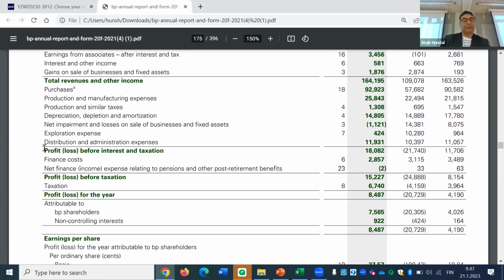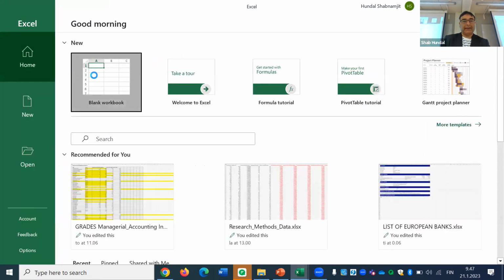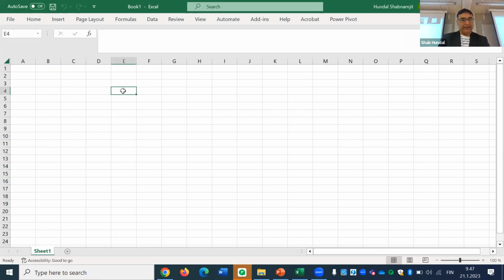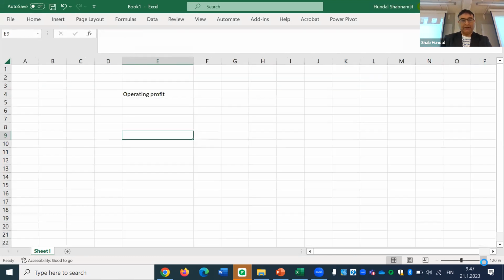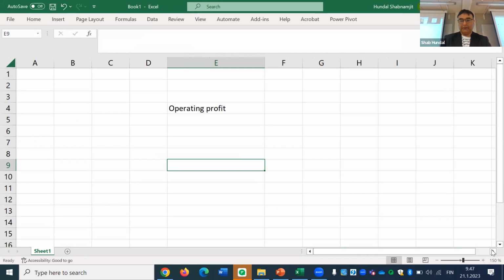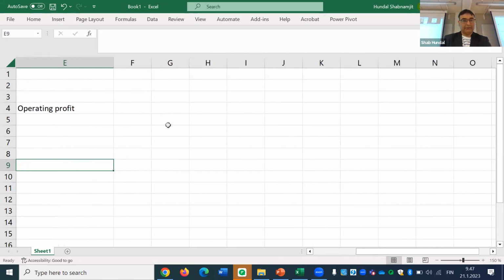And you can see here that we have the operating profit for 3 years, and I can quickly write down operating profit, and maybe I should zoom in so that you can see it clearly. And here we have 3 years. We have 21, the previous year and another previous year.